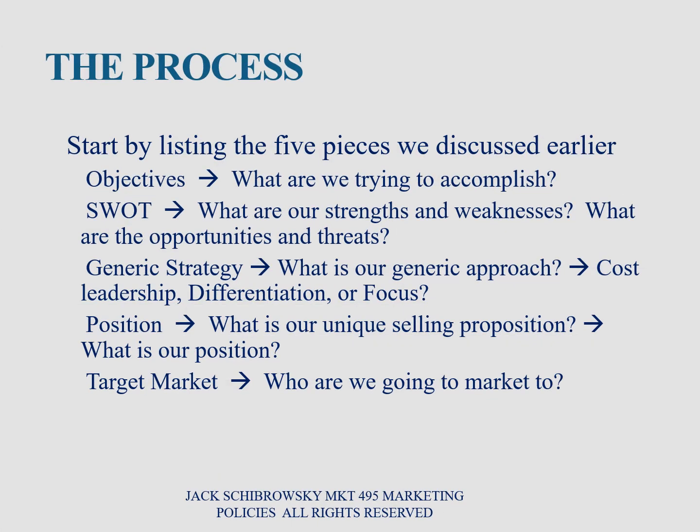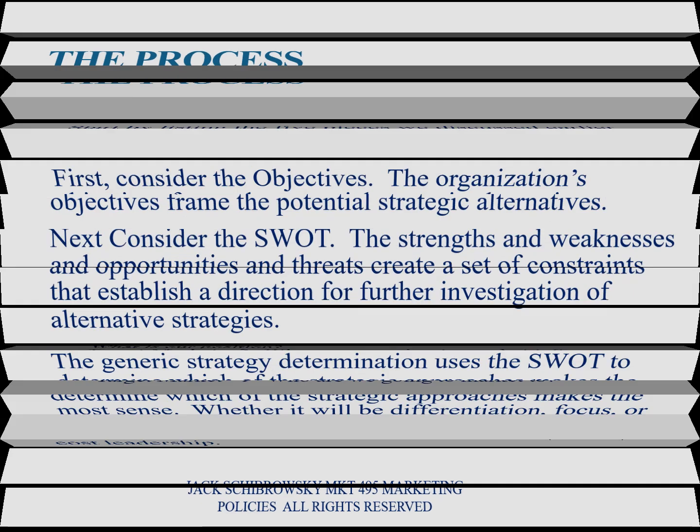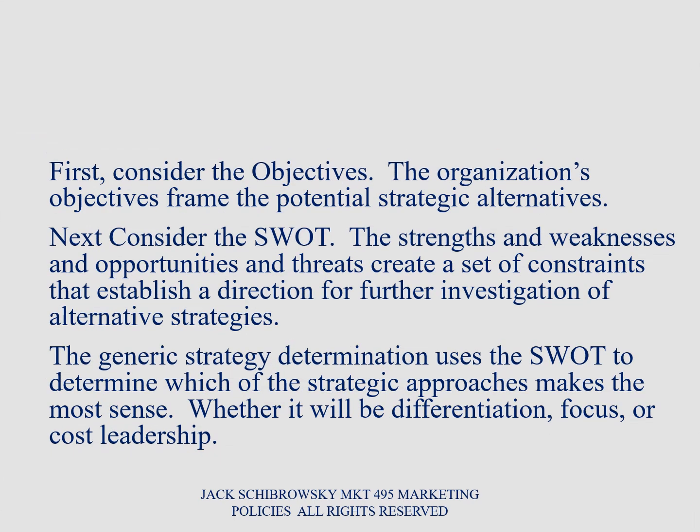Well, we start by listing the 5 pieces we just discussed. That is the objectives, the SWOT, the generic strategy, which we'll talk about in just a little while, a position and target market. And of course, the way that we would do this is first we'd consider the objectives. The organization objectives frame the potential strategic alternatives. Then we need to consider the situation. Where are we now, and how are we going to come up with a plan to get from where we are now to where we want to be?